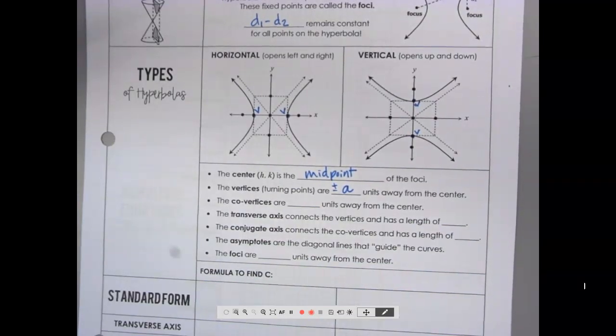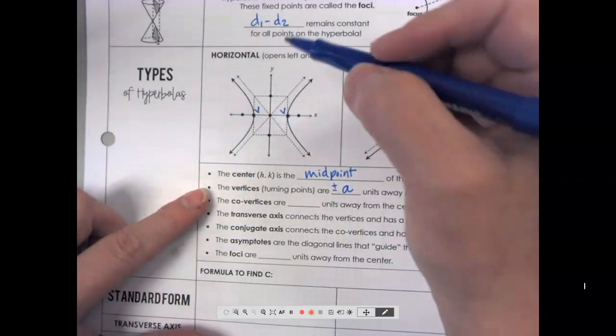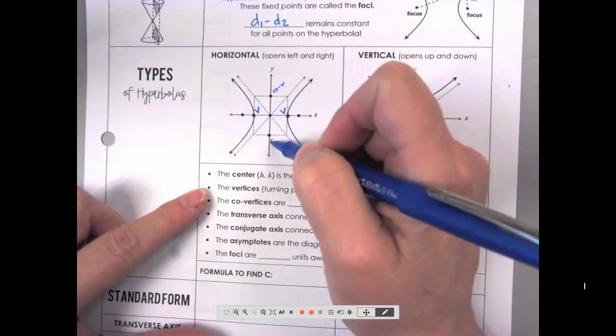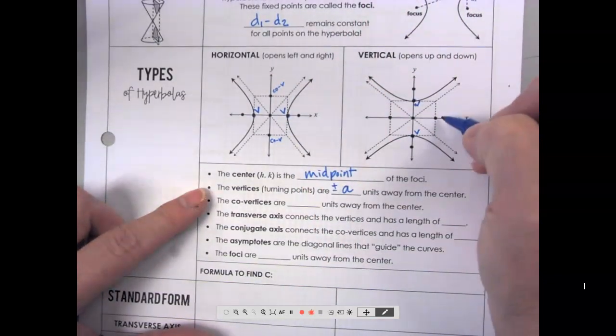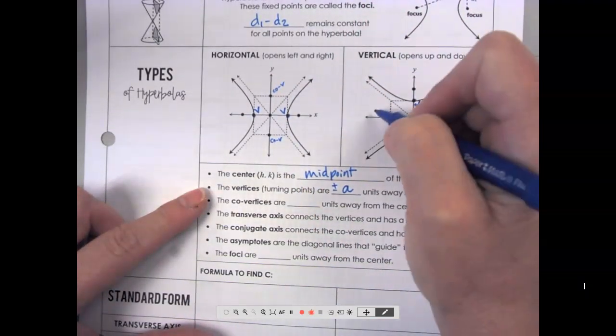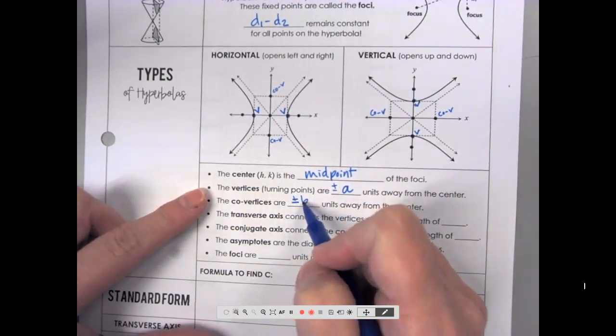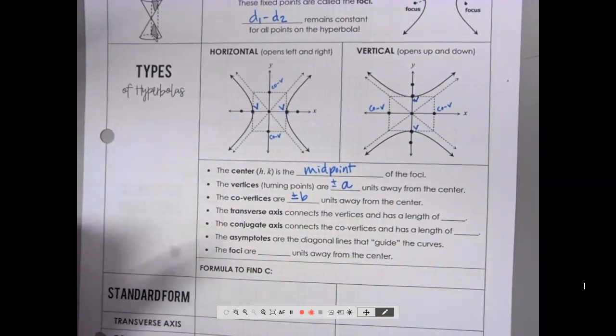The co-vertices are these, I'm going to put co-V, and these. And it's a similar distance, we call it B units away from the center.